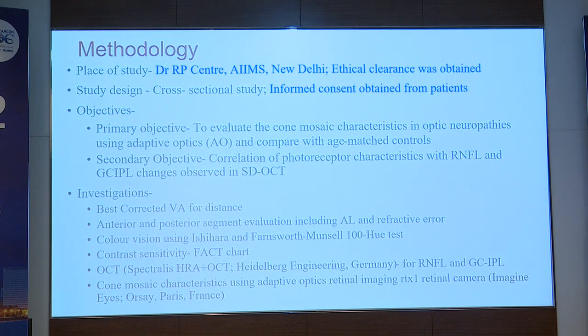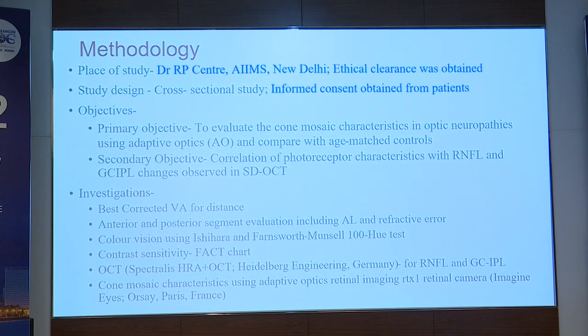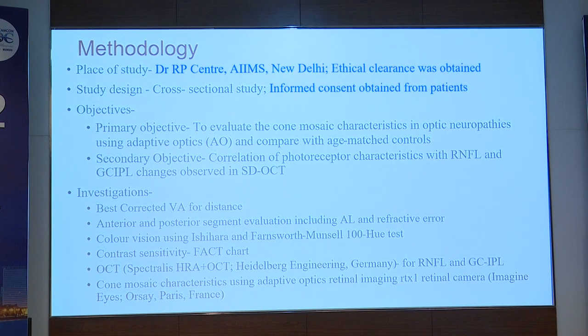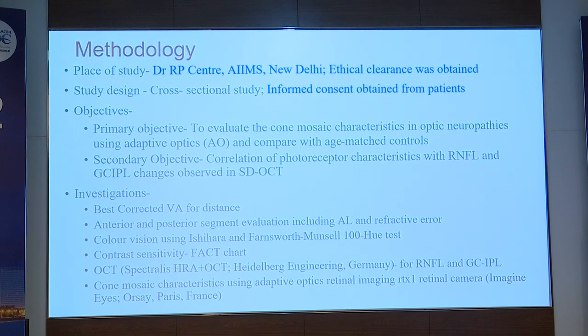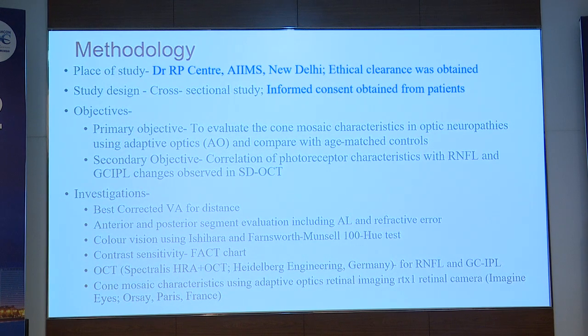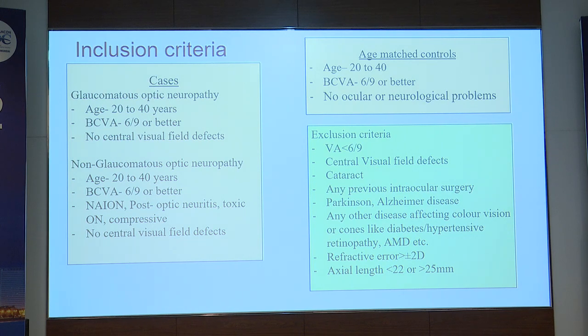Ethical clearance was obtained. The primary objective was to evaluate these cone mosaic characteristics in optic neuropathies and compare them with age-matched controls. What we assessed were the vision, color vision, contrast, OCT, and cone mosaic characteristics. We, of course, did the anterior and posterior segment evaluation. So this was the inclusion criteria.